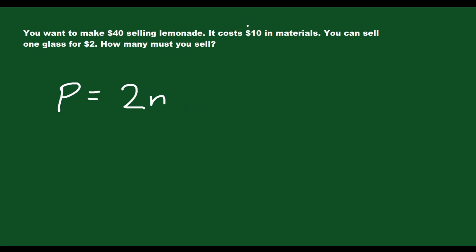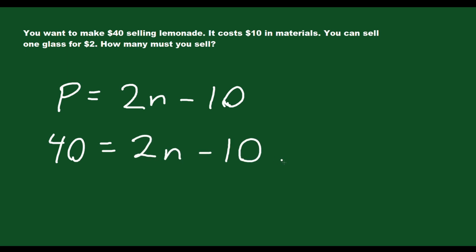However, they also said that it costs $10 in materials for you to set this up. So your profit is going to be this number here, however much money you make by selling lemonade, minus $10, because you also have to spend $10 to set all this up, all your materials. So this is your profit equation, okay? And so because we want to make $40, that was our goal, I can substitute in 40 for my P. So I'm going to say 40 is equal to 2n minus 10, just like that.